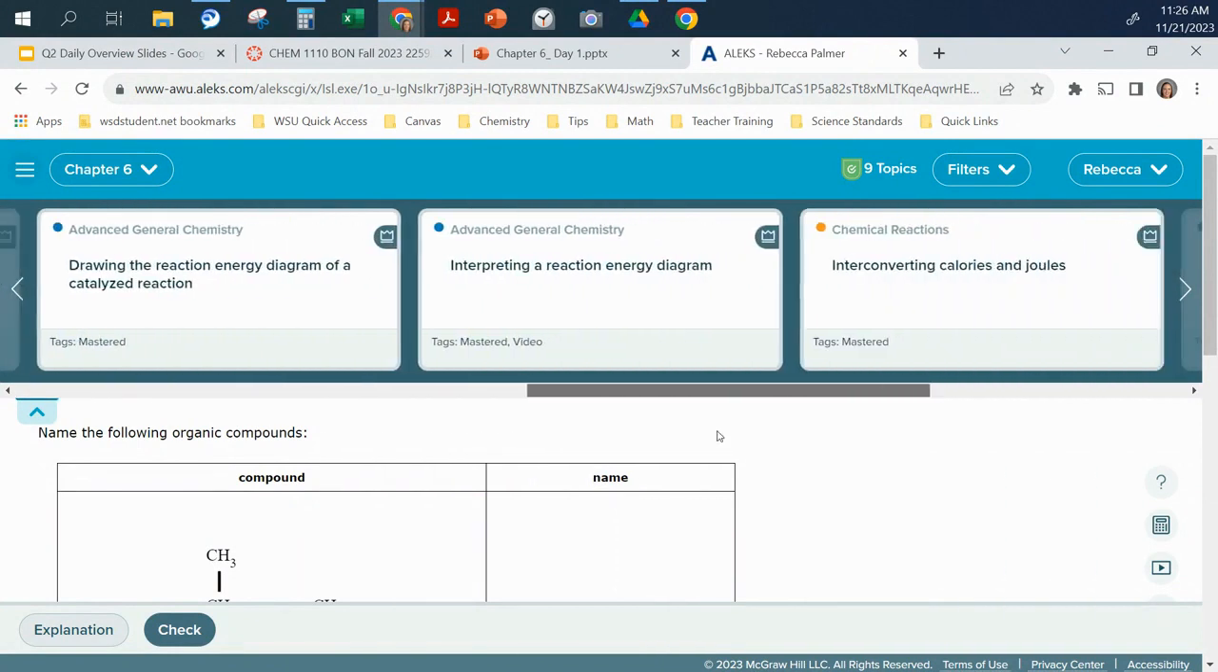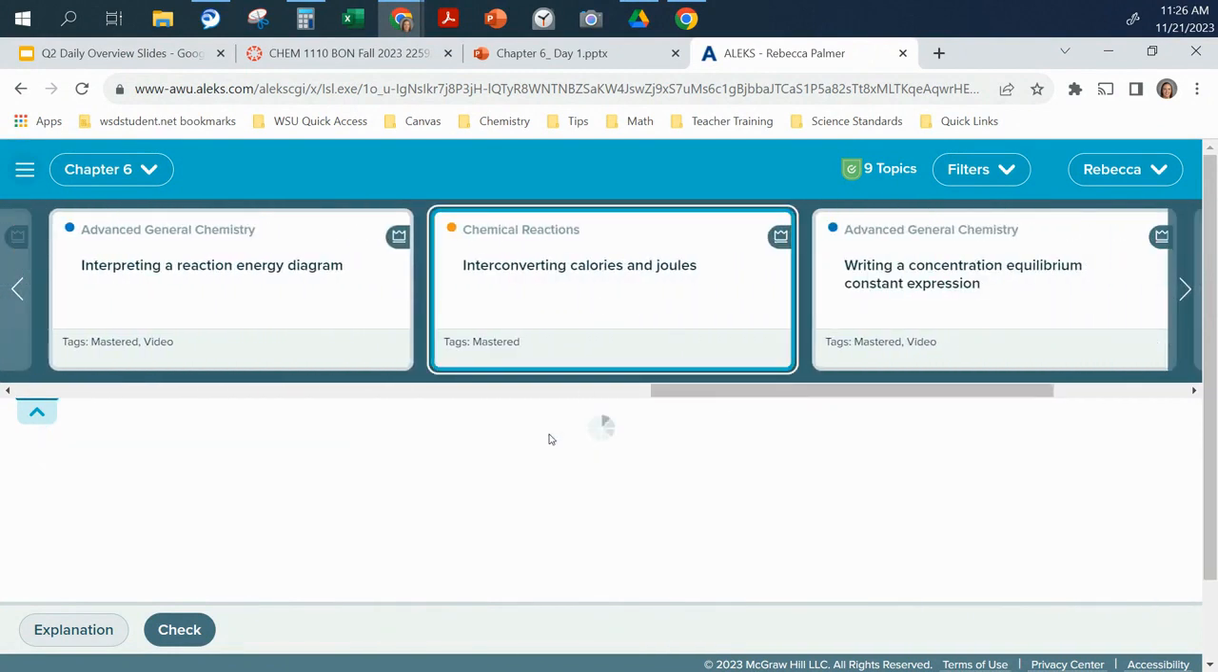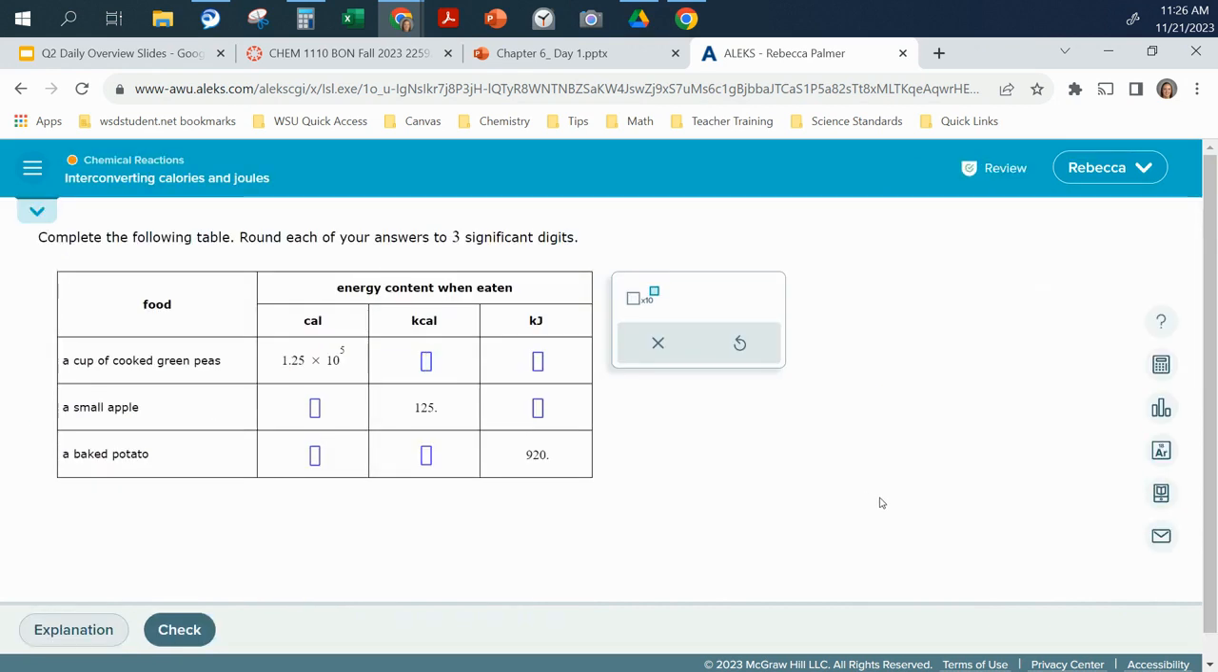So the first one that I'm going to look at is this one. Interconverting calories and glucose. So we have a few different conversions that we have to do. This says a cup of green cooked peas is 1.25 times 10 to the 5 calories. So the easiest ones to do are just going from calories to kilocalories. We just have to either multiply by 1,000 or divide by 1,000.